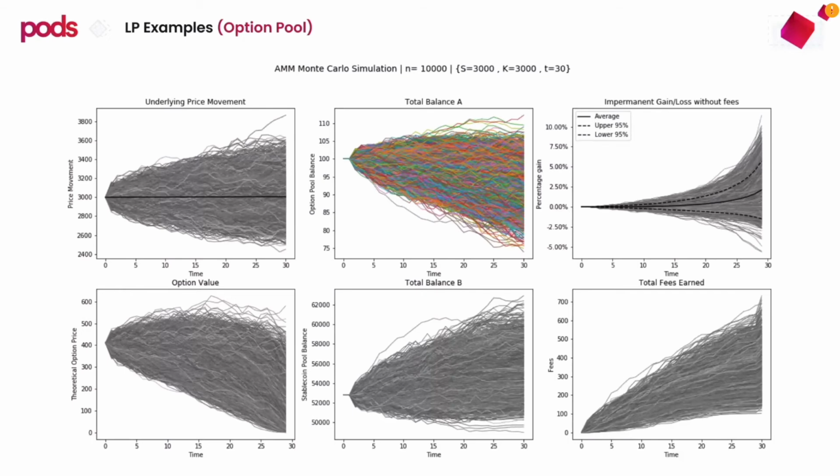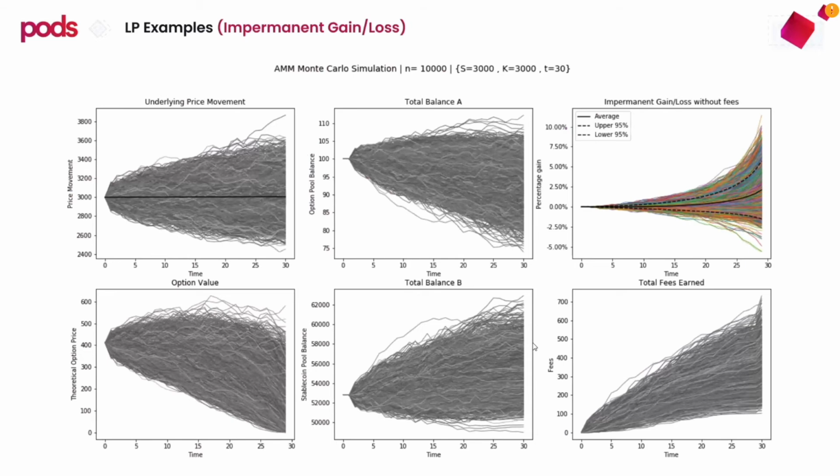And this creates an interesting dynamic also for total balance B, which is the balance of stablecoins. Remember, as people buy more options, they have to pay for those options, and as they pay for those options, they fill up the stablecoin balance. And as that happens, notice that the same phenomenon happens over time, which is they kind of flatten out. The reason is that the option value also drifts downwards with time, and as a result, the stablecoin pool doesn't fill up as much.